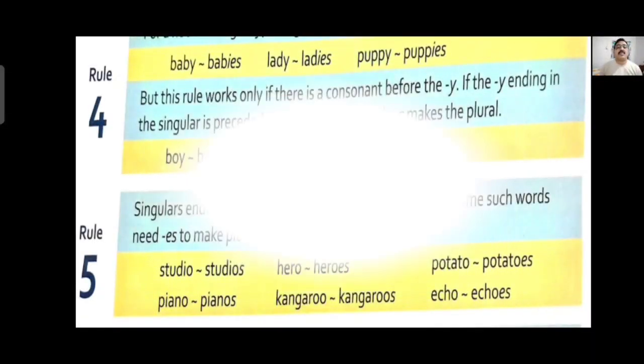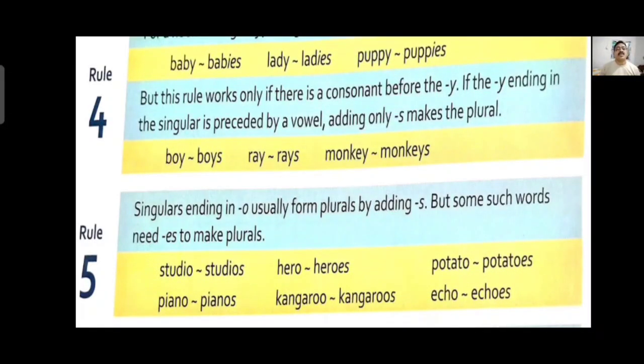Now about rule number 4. You can see the words that end with y have IES in their plural form. Baby, babies. Lady, ladies. Puppy, puppies. You can see all the plurals have IES in their plural form.